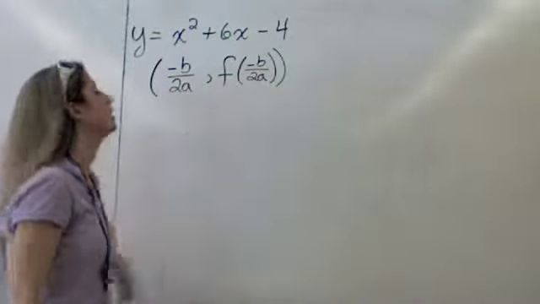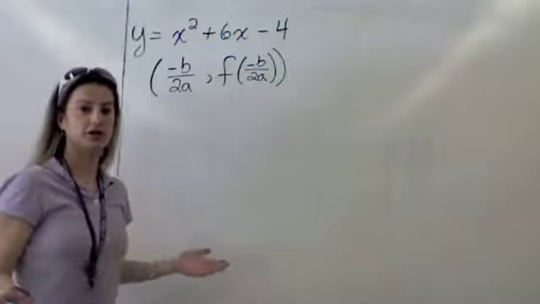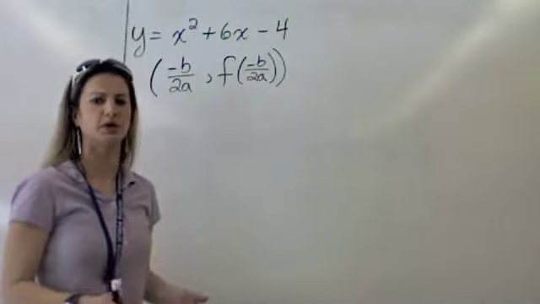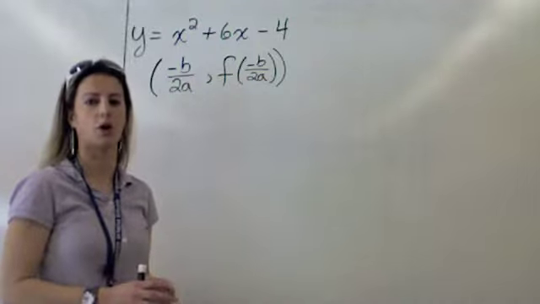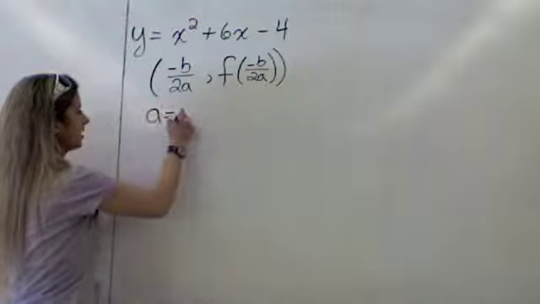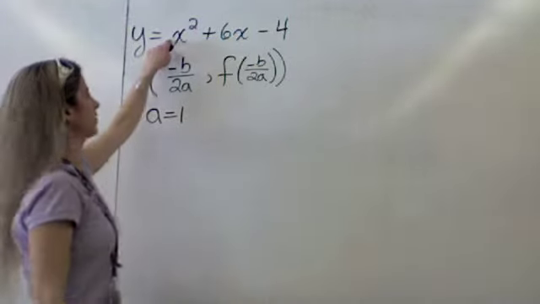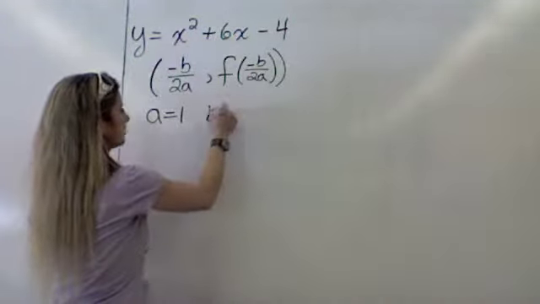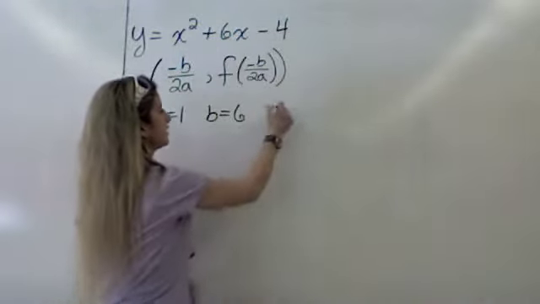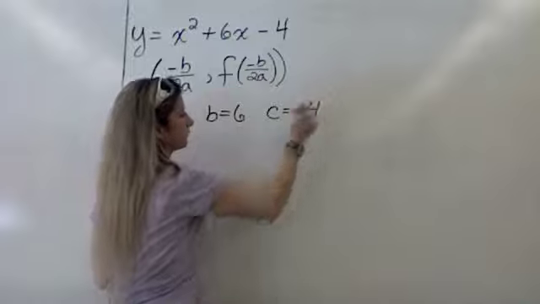Okay? So, write down what your A, B, and C are, and it's very important. Even if you think you know it and you say, oh, I can do it in my head, you should still always write it down. So, A equals 1, because remember A is the coefficient of x squared. B is going to equal 6. It's the coefficient of the x term, and then C is going to be negative 4.